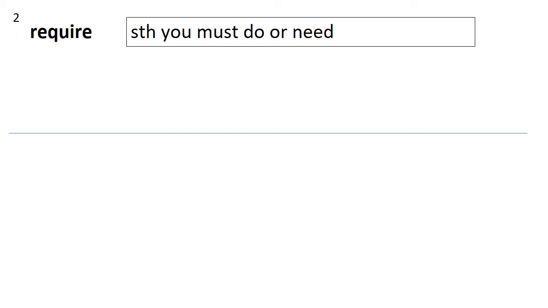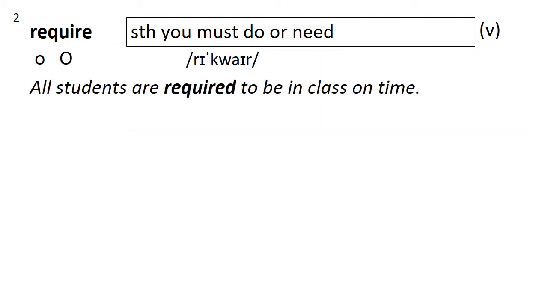Next we have require. Require is something you must do or something you need. It's a verb. How many syllables are in require? 2. Stresses on the second. Require. All students are required to be in class on time.